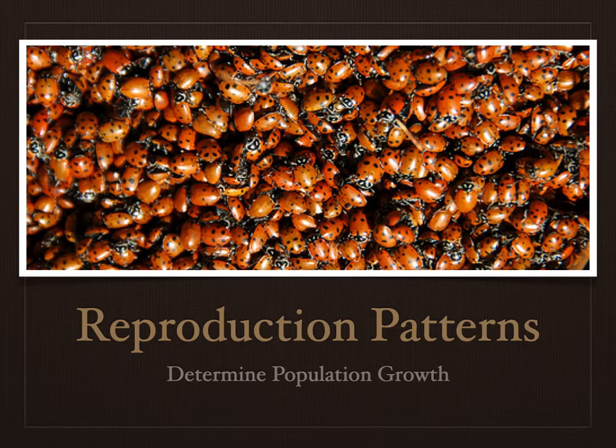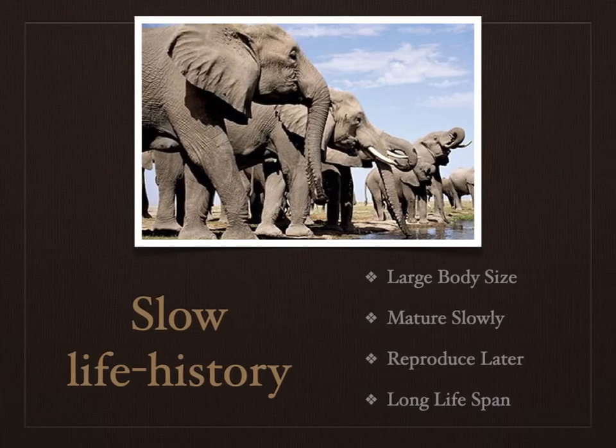But different organisms have really different patterns in how they reproduce and how they grow. And we can group them into two big groups, the slow ones and the fast ones. So let's take a look here. Ones that have a slow life history have a really big body size typically. They tend to mature very slowly. Think about the elephant in the picture. They reproduce later in life. They tend to live a longer lifespan.